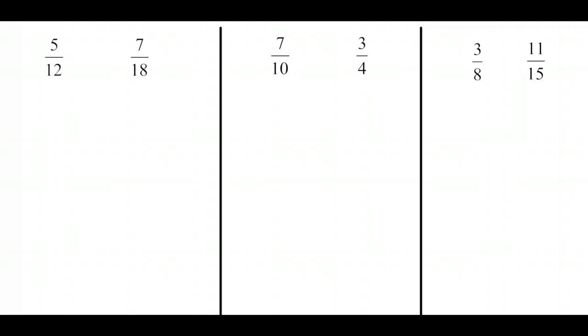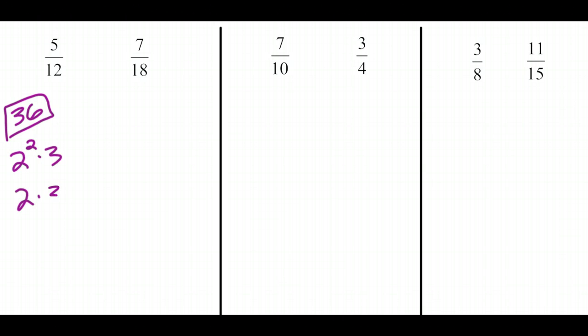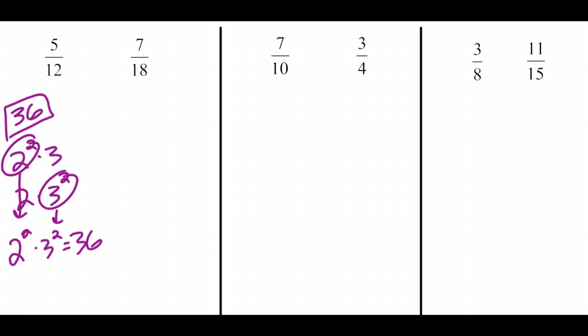So for 5/12 and 7/18, the LCM of 12 and 18 is 36. That's what we're looking for. 12 is 2 squared times 3. 18 is 2 times 3 squared. So we need 2 2's and 2 3's, which gives us 4 times 9 is 36.